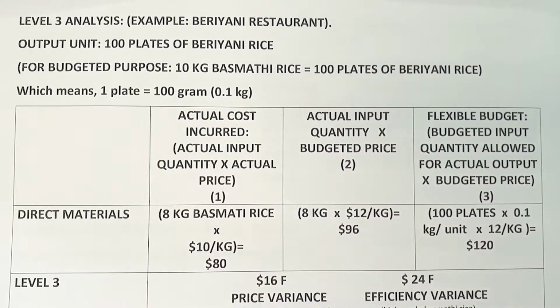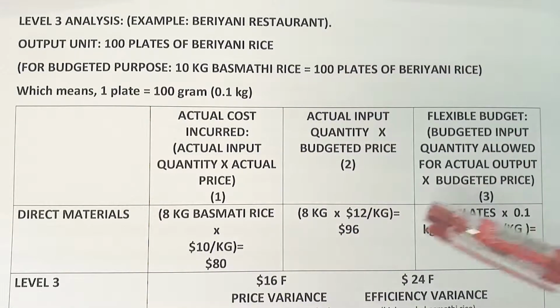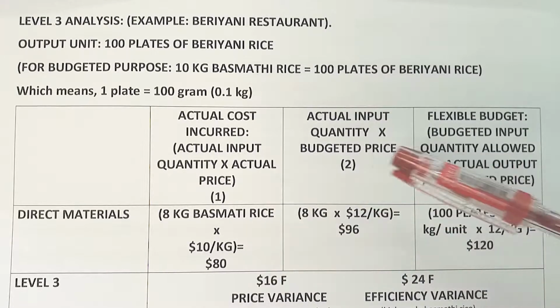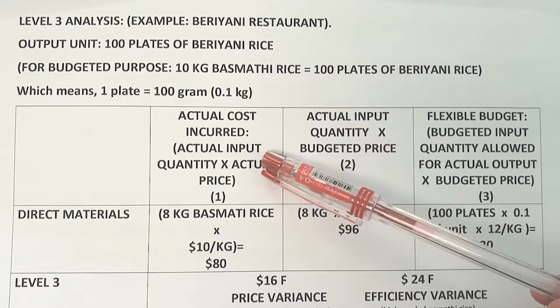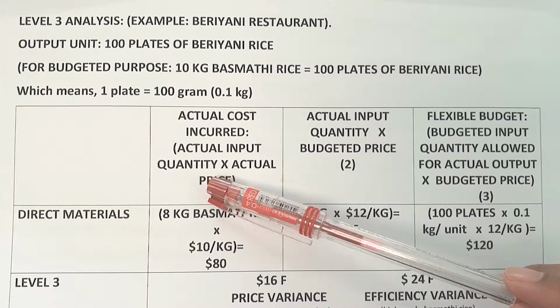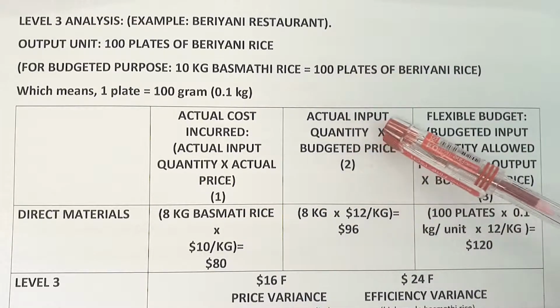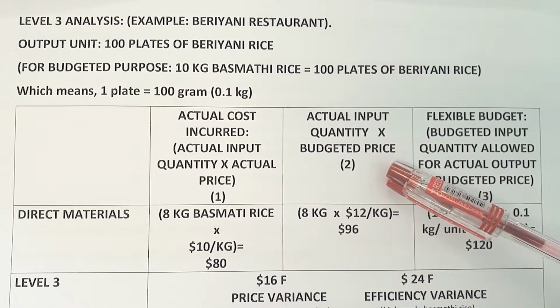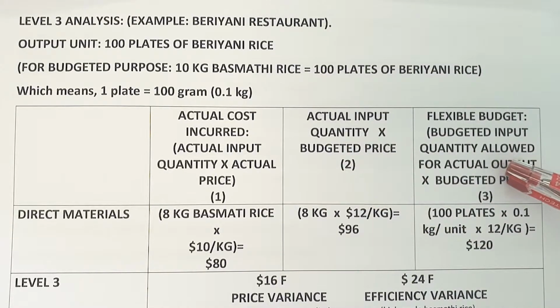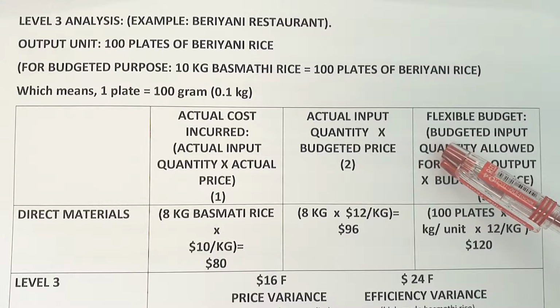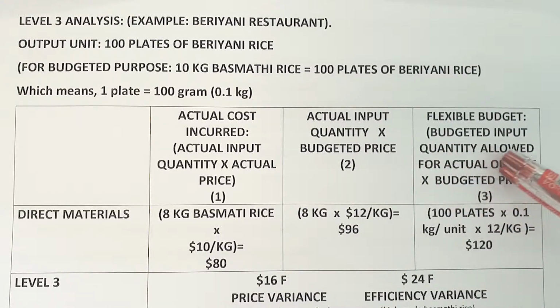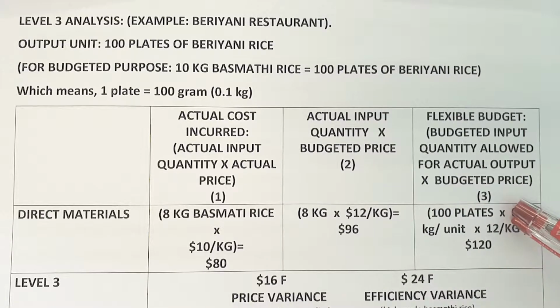As usual, you already have 3 columns. The first one is actual cost incurred, where actual input quantity is multiplied by the actual price. The second column is actual input quantity times the budgeted price. And the third column is the flexible budget, where you have the budgeted input quantity allowed for actual output times the budgeted price.